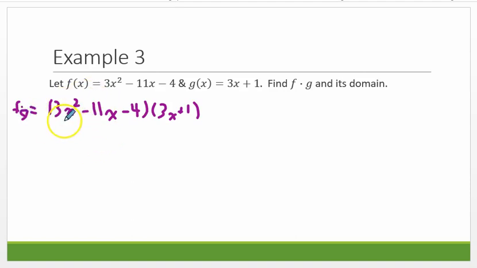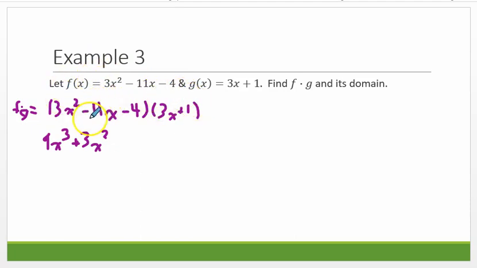So for the distributive property, start with the first term in the first set of parentheses and multiply it by everything in the second set. So I'm going to have 3x squared times 3x and then 3x squared times 1. Once you have taken everything from that first term and multiplied by everything in the second set of parentheses, then you can go on to the next number.